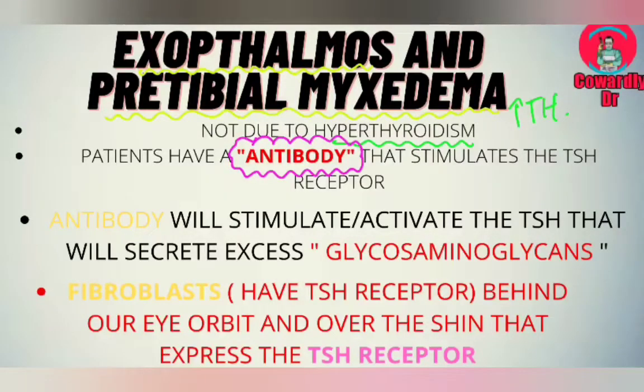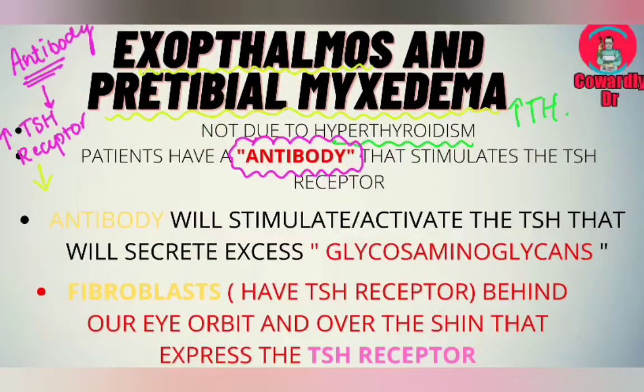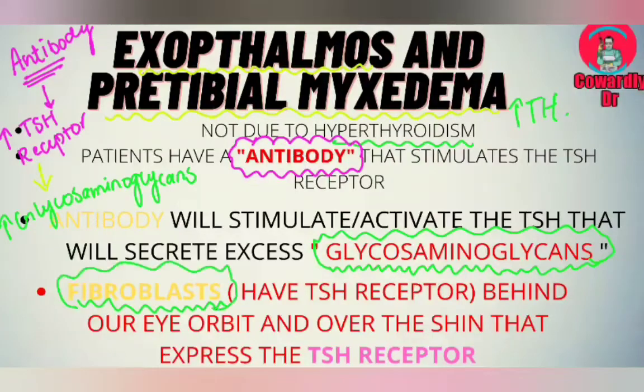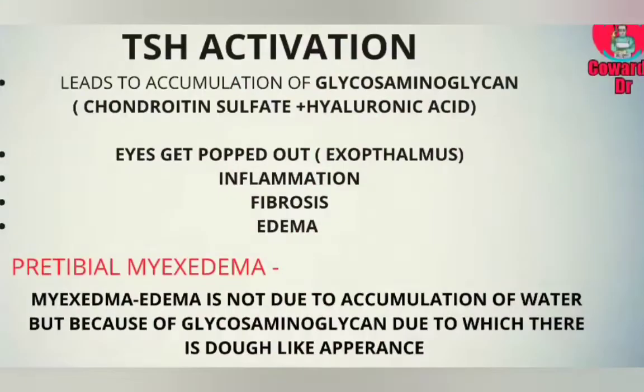So what will this antibody do? Let's say this is the antibody. Now this antibody will stimulate the TSH receptor. When this TSH receptor is stimulated, or we can say activated, there will be secretion of excess glycosaminoglycans. Fibroblasts have TSH receptors, and these fibroblasts are located behind the eye. So what will happen in exophthalmos is that the eyes get popped out.